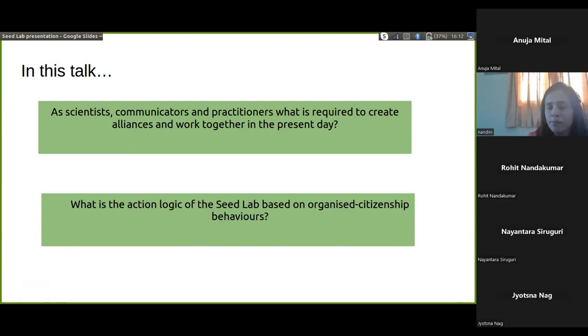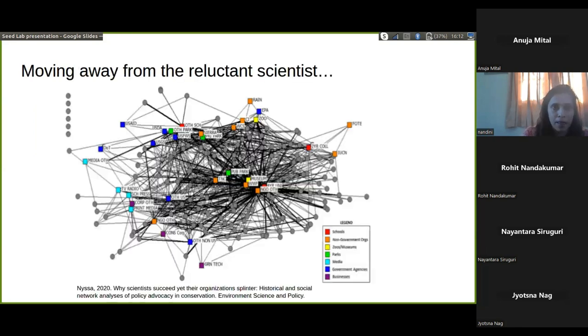This also stems from the extensive work and learnings that I've had from citizens and people across the board who have mainly been non-scientists. And what is the action logic that we can also reflect upon in our field as practitioners, as filmmakers, as researchers, trying to create alliances given the realities of our time.